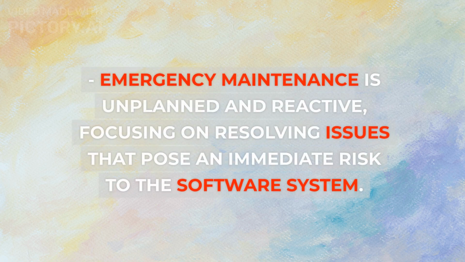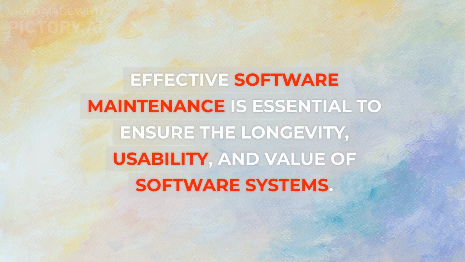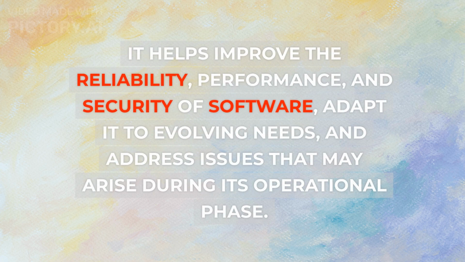Emergency maintenance is unplanned and reactive, focusing on resolving issues that pose an immediate risk to the software system. Effective software maintenance is essential to ensure the longevity, usability, and value of software systems. It helps improve the reliability, performance, and security of software, adapt it to evolving needs, and address issues that may arise during its operational phase.